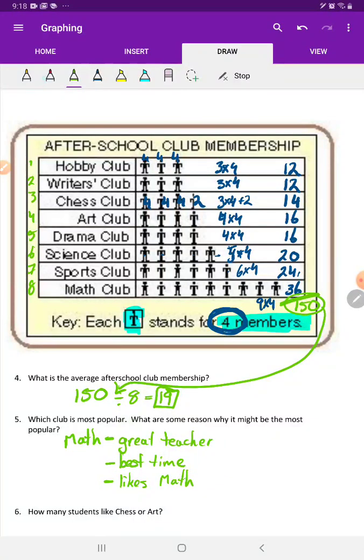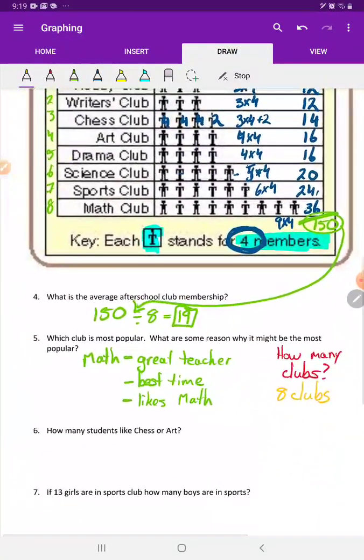And then again, the same question as last time. How many clubs are there at this school? There are 8 clubs. How do I know that? Because I counted all my number of clubs. All right. Then how many students like chess or art? Oh, now see, this is a different question than we've had before. Chess or art, those are our 2 words we want to work at. Okay, chess has 14 and art has 16. Now, when it says chess or art, what they're actually wanting you to do is add them together, which means 30 students like chess or art.